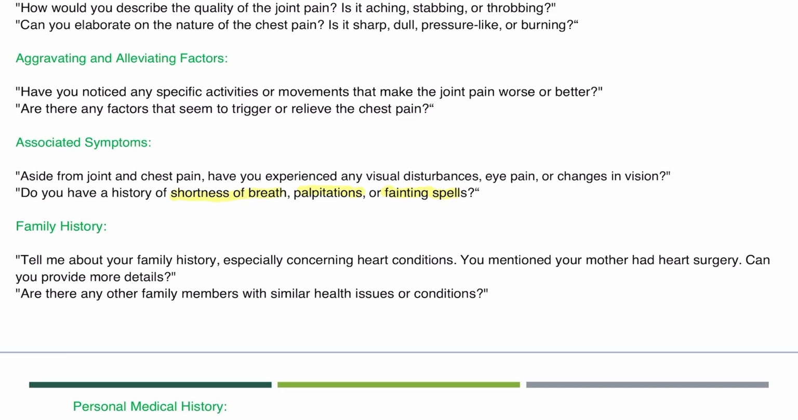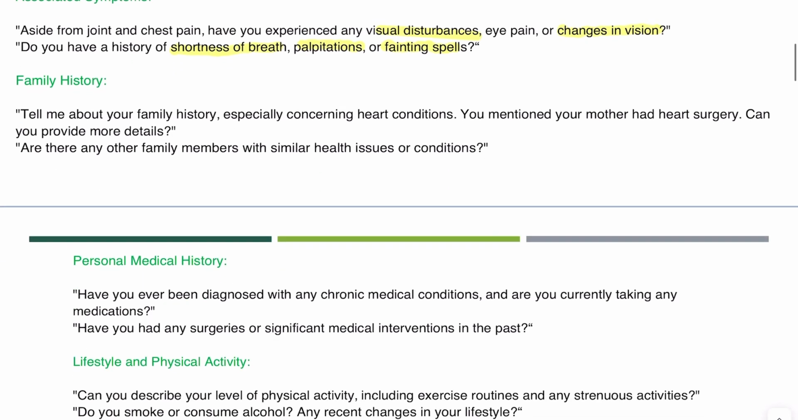and that you are able to ask all the relevant questions. So we will obviously be concerned about visual disturbances, and we want to know about any eye pain or any changes in vision, as you know that Marfan syndrome is associated with dislocation of the lens. So let's move on to our history.